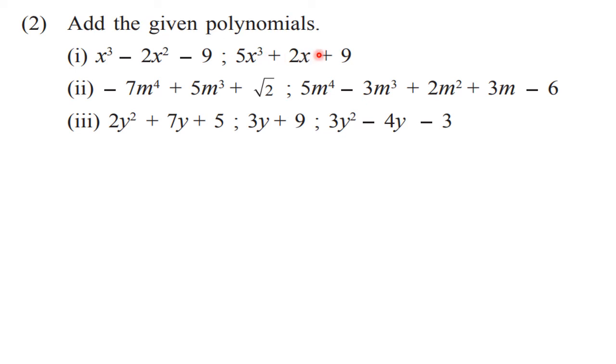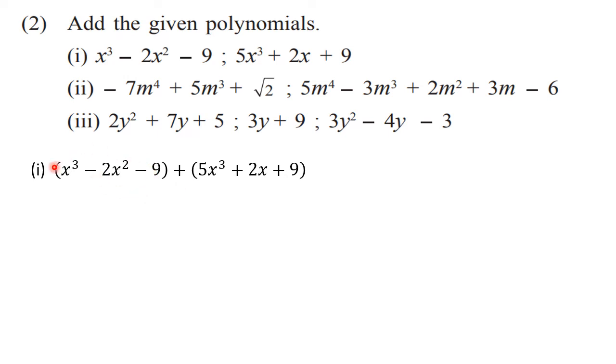Add the given polynomials. It's very easy to solve. Okay, so I'm not going to solve all the sums. First let us start with the first one. See, add the polynomials. These polynomials are separated by a colon here. But while writing, as we have seen in the solved examples also, we are going to write these polynomials in brackets, and in between we are going to write down the operation symbol. Like for addition we write plus, for subtraction we write minus.